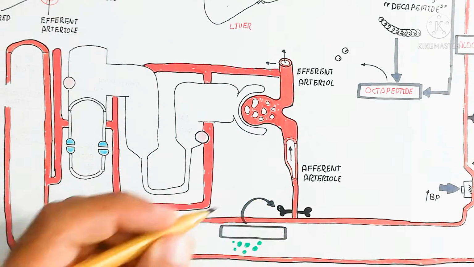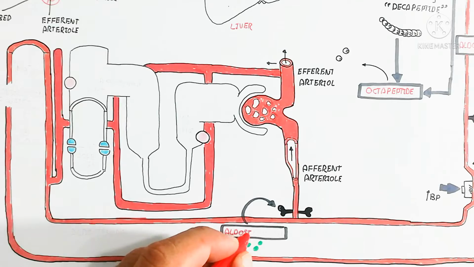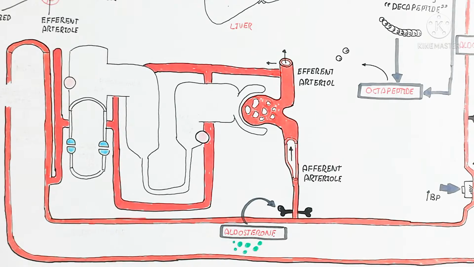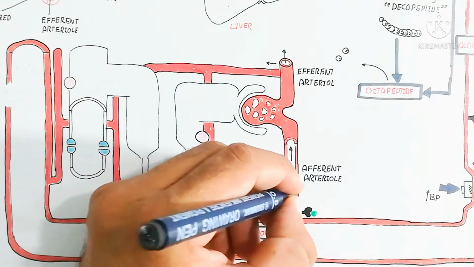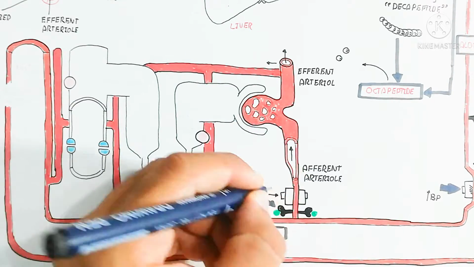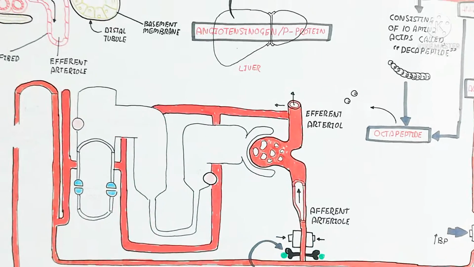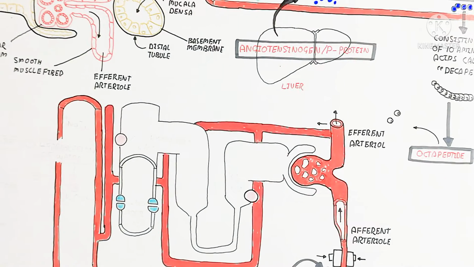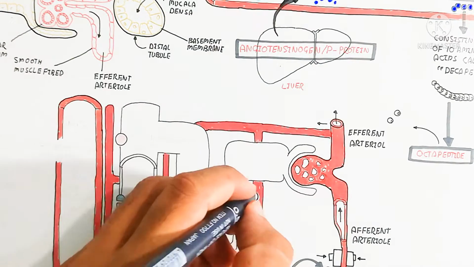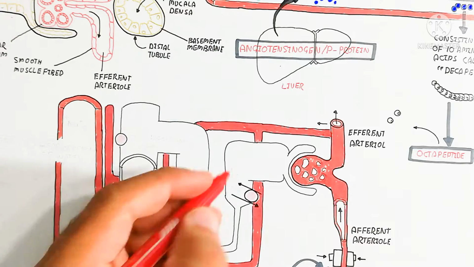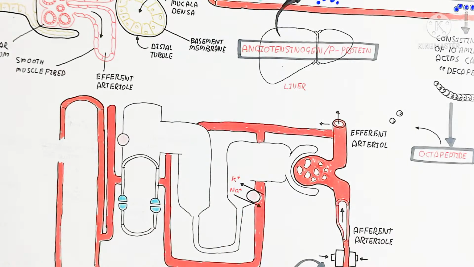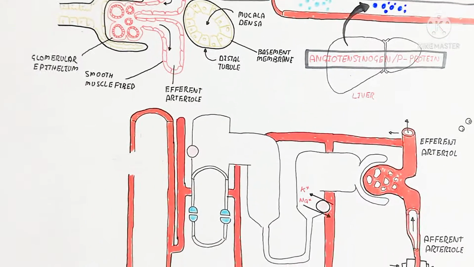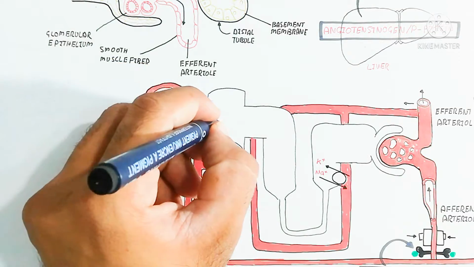less filtration rate. So why? Because it is required for the aldosterone to constrict the blood vessel for prevention of loss of sodium as well as water, for retention, as well as hypertension will be created. So basically it increases the blood pressure as normal.